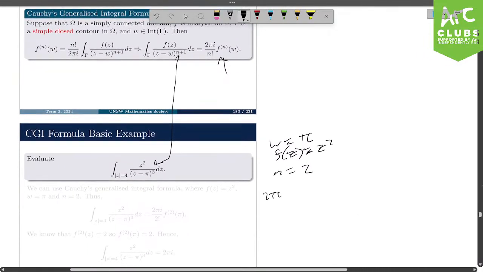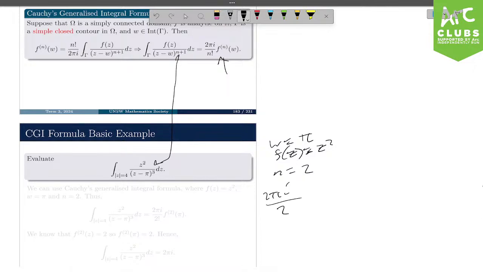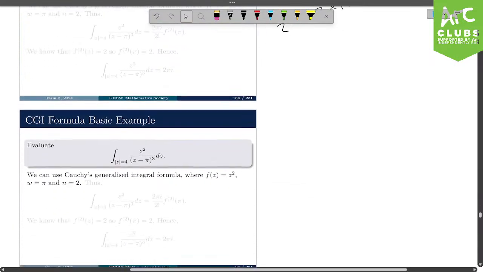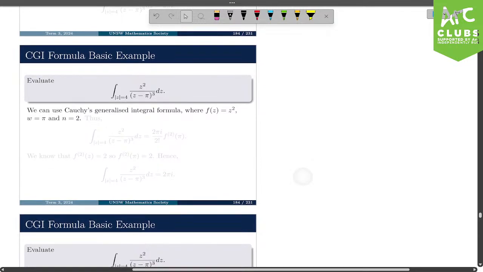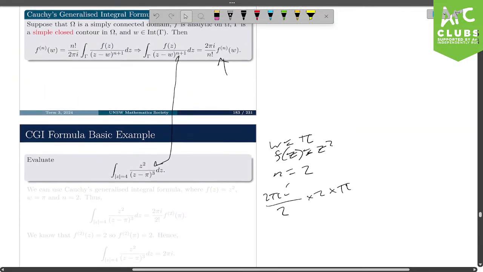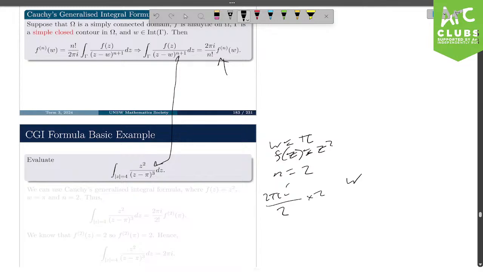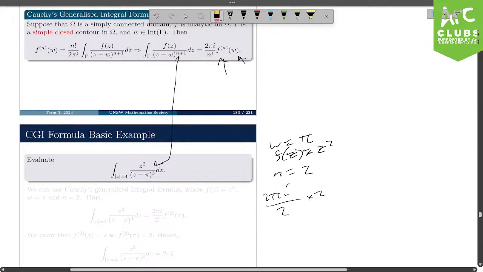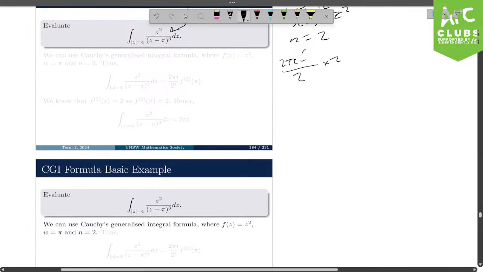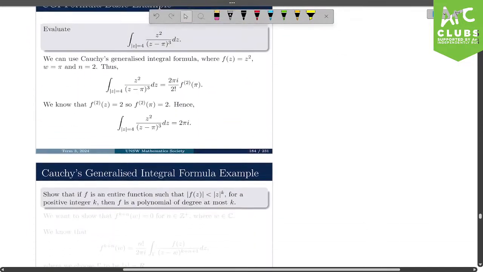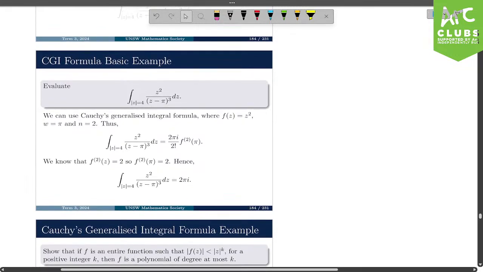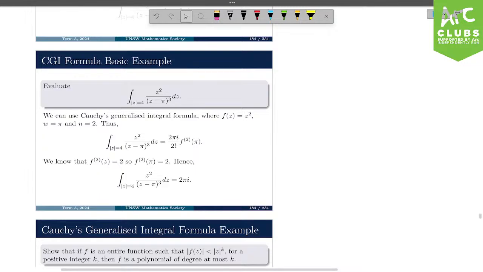We end up getting 2 pi I divided by n factorial, which will just be 2, times f differentiated n times. So double derivative of this will just be 2, and then pi on the end, which should give us, my bad. The 2 is the value. The w value is the input to the function, but our function is constant now since we've differentiated it twice. So 2's cancel, 2 pi I should be the result. Alright, fantastic. We holding in there? Alright, fantastic.